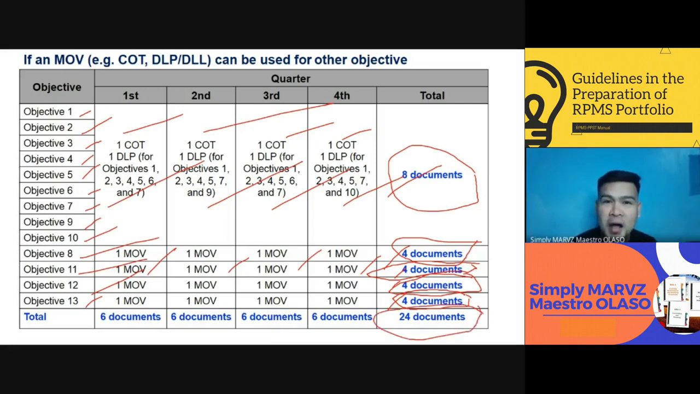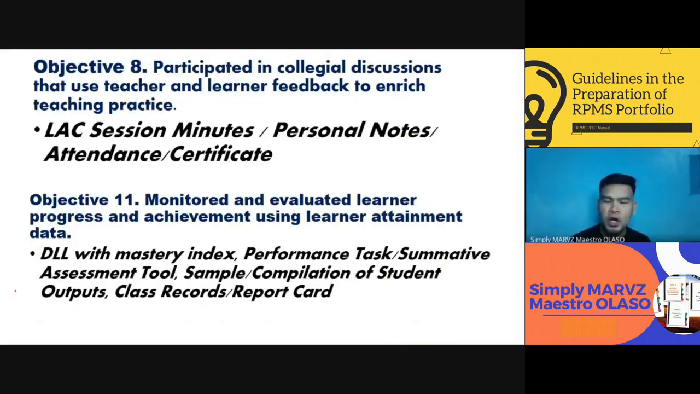Pero, maaari pang mabawasan. Yung COT natin at DLP, okay na yon. Yung 8 documents na yan, gagamitin na yan sa 1, 2, 3, 4, 5, 6, 7, 9, 10. Ano naman ang Objective 8, 11, 12, 13? Ano-ano yung mga klaseng documents na ipe-prepare mo? Okay, yan ang aking tatalakayin. Okay, simulan natin sa Objective 8.